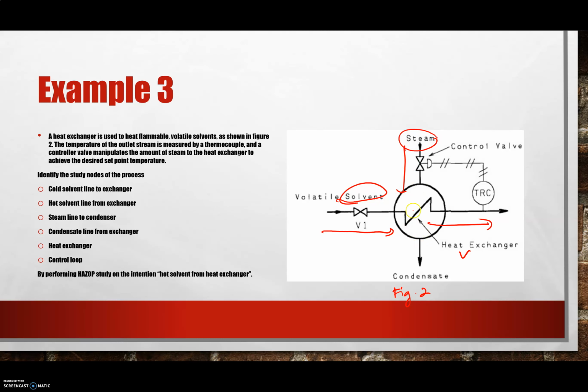Then you have the condensate line. This is the condensate line from heat exchanger. So this is the heat exchanger itself with the control loop. This is the control loop. You have thermocouple and so on. You have your thermocouple and your control valve.